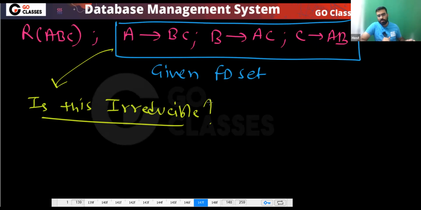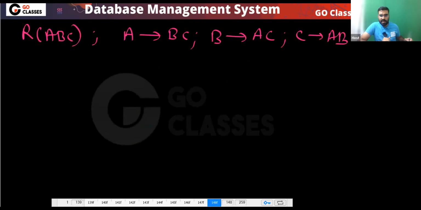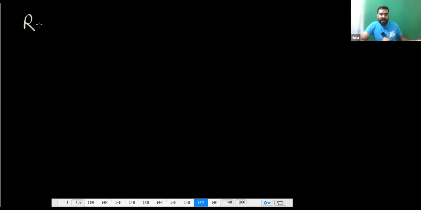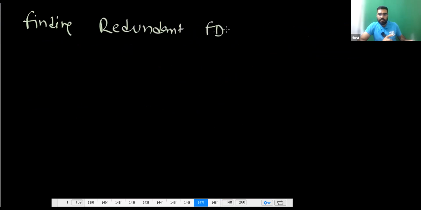But you can notice some FD is redundant. How to know some FD is redundant? How to find a redundant FD? Remember one thing I want to tell you very clearly: finding redundant FDs. How to find that?